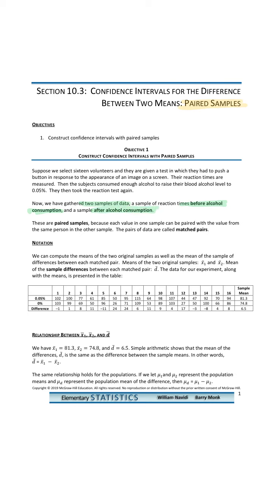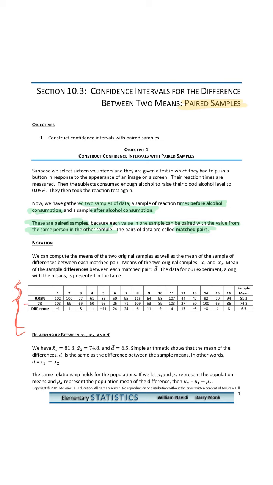Now we have two samples of data, one set before the alcohol consumption and the other one after alcohol consumption. These are paired samples because each value in one sample can be paired with the value from the same person in the other sample. The pairs of data are called the matched pairs. So this given table represents the data.